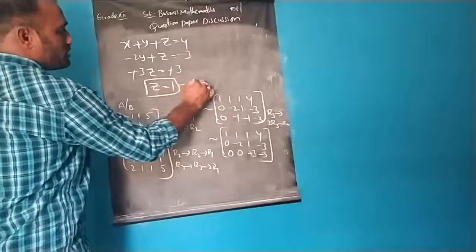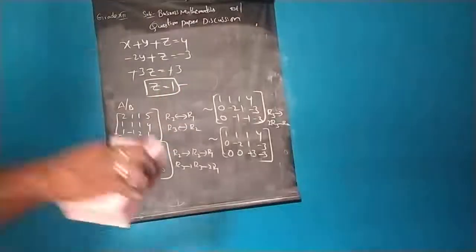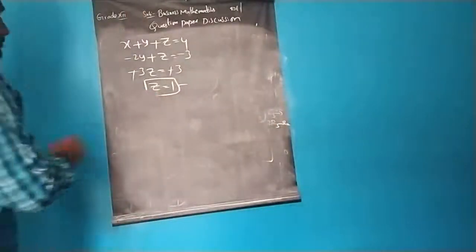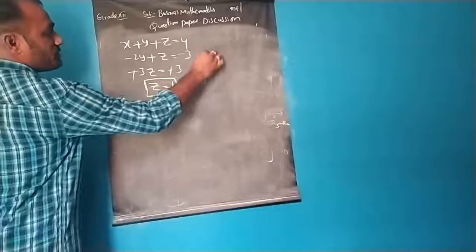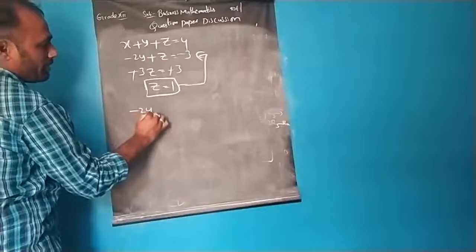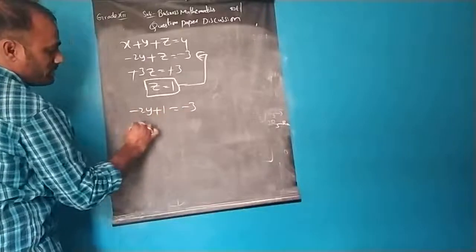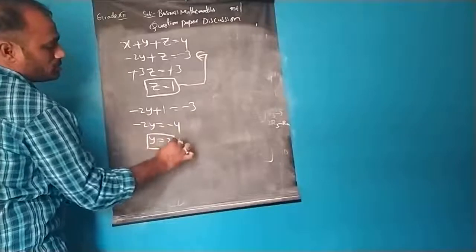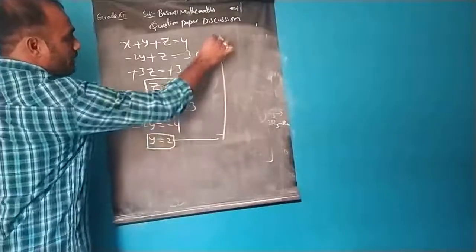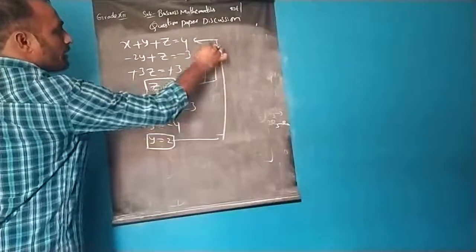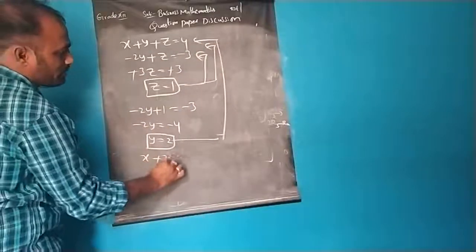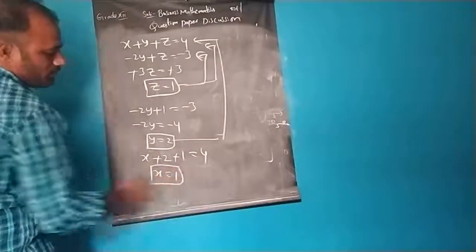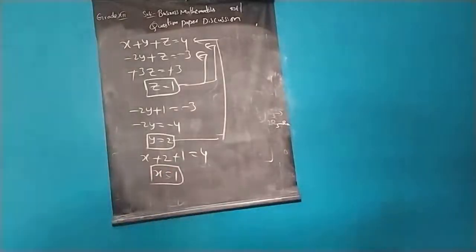If I substitute z is equal to 1 in the above equation, we are going to get minus 2y plus 1 is equal to minus 3, minus 2y is minus 4, y is 2. So let us substitute these y and z values in the first equation. We are going to get x plus 2 plus 1 is equal to 4, x is equal to 4 minus 3, which is 1. So we got the x value, y value and z value.